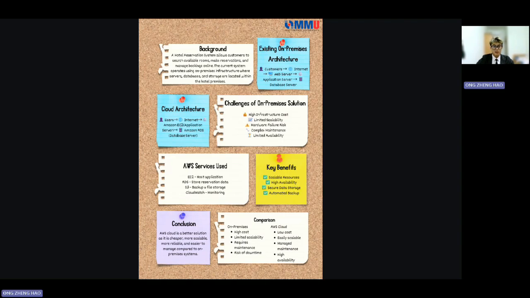In the end, the AWS solution is more efficient and practical compared to the on-premises system. It is cheaper, more scalable, more reliable, and easy to maintain. Because of these advantages, it is a better choice for a modern hotel reservation system.